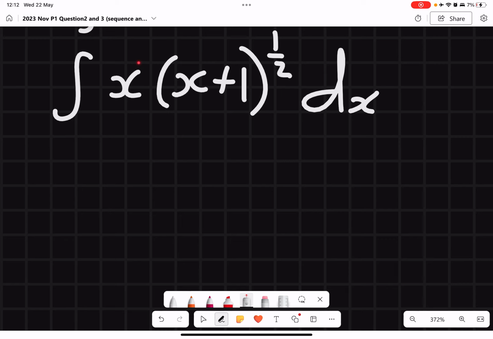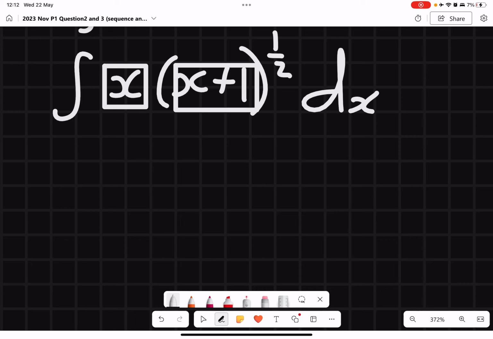So I check, do I have different functions? By different functions, I mean am I multiplying an algebraic expression with a trig ratio, or an algebraic expression with a log or ln function? In this case, no, I have the same type of functions. x is an algebraic function, and x plus 1 is also an algebraic function. So here I have to use the U substitution.